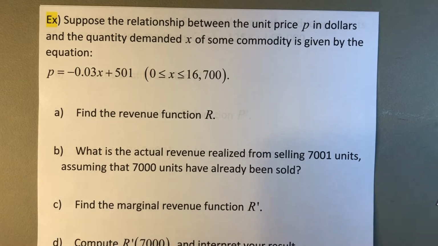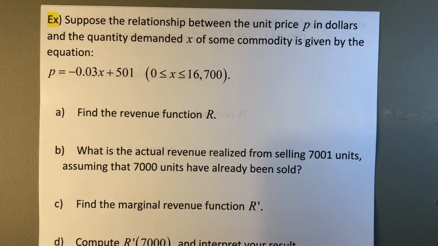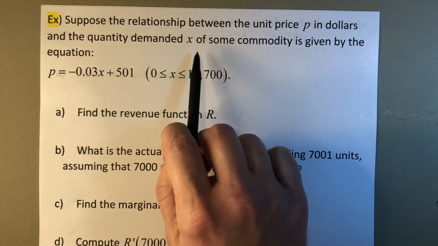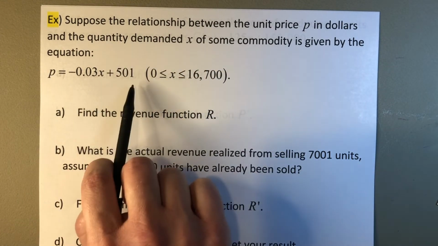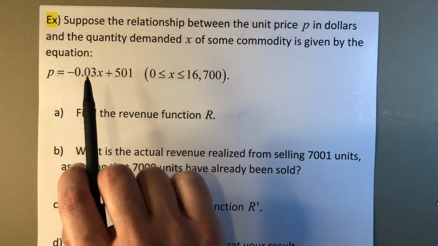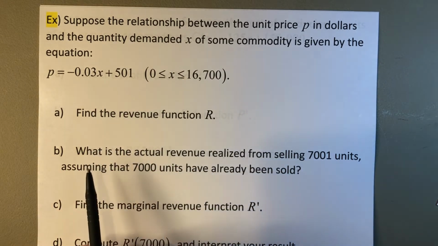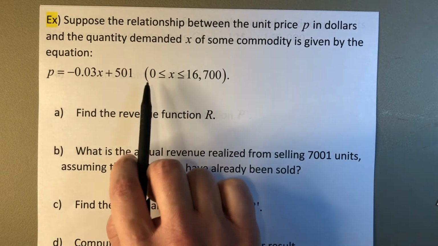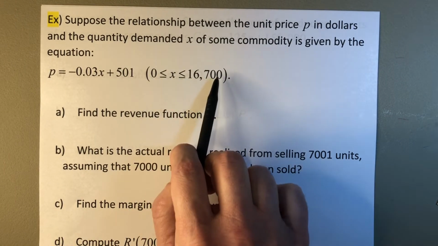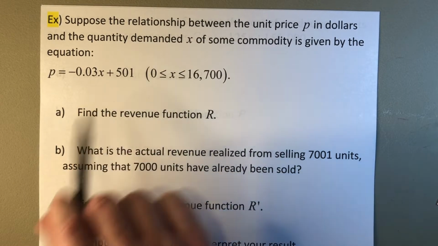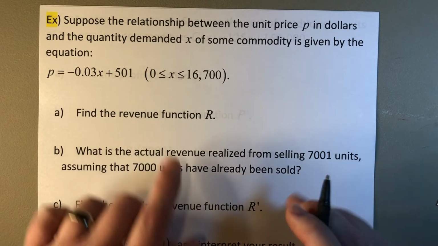All right. So suppose the relationship between the unit price p in dollars and the quantity demanded x of some commodity is given by this equation. So again, this is our unit price function. And don't worry about this, this is just a restriction on the domain of x, because for whatever reason, once you get past this number, this function is not relevant any longer. But I wouldn't worry about that. So let's do one thing at a time here.